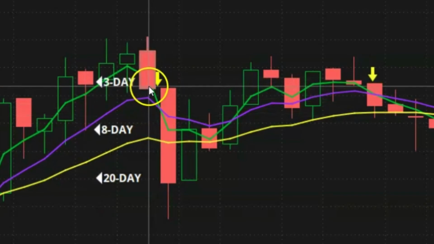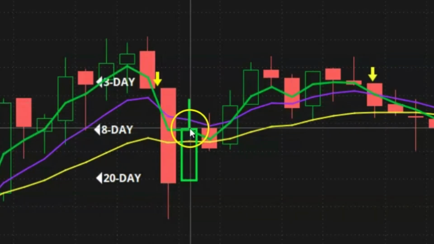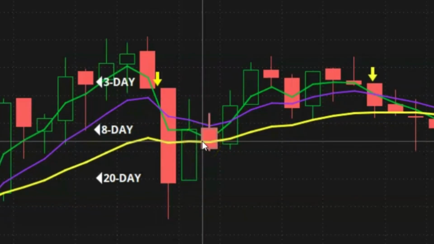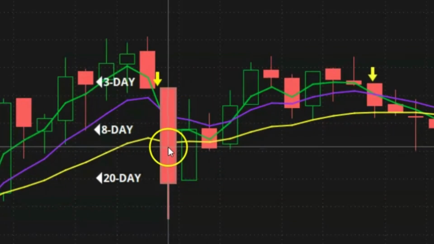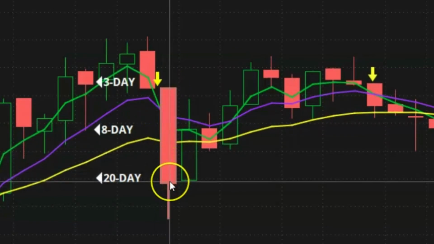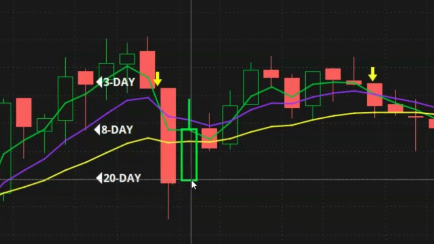So even though the first 2 smaller moving averages have crossed, they haven't altogether crossed below the 20-day, which is the stronger of the 3 moving averages. So I would stay in this trade, because with this candle, it closed below the 20-day, but by the second candle, remember I said you want to wait for 2 candle confirmations.